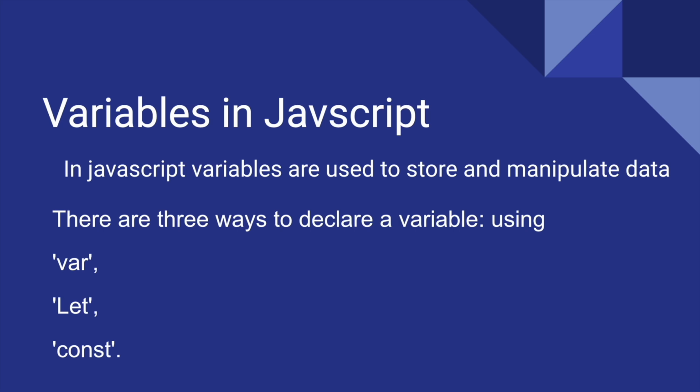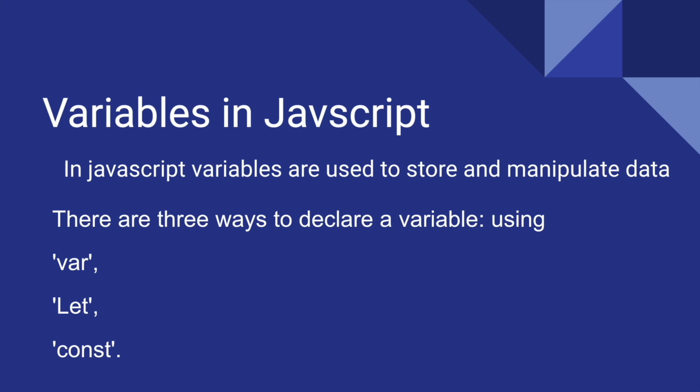So now let us discuss what variables are in JavaScript. In JavaScript, variables are used to store and manipulate data. Like in the real world, if you have certain things, let's say a book or a ball, in order to keep them in one place, you keep this book inside a container, let's say inside a drawer. That drawer is like a container, a holder for that book. In the same way, in JavaScript, when we have data, we store it in certain types of containers, and those containers are called variables.